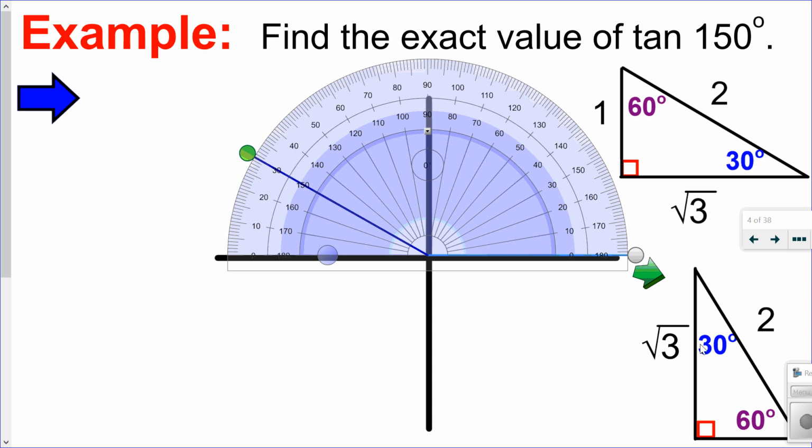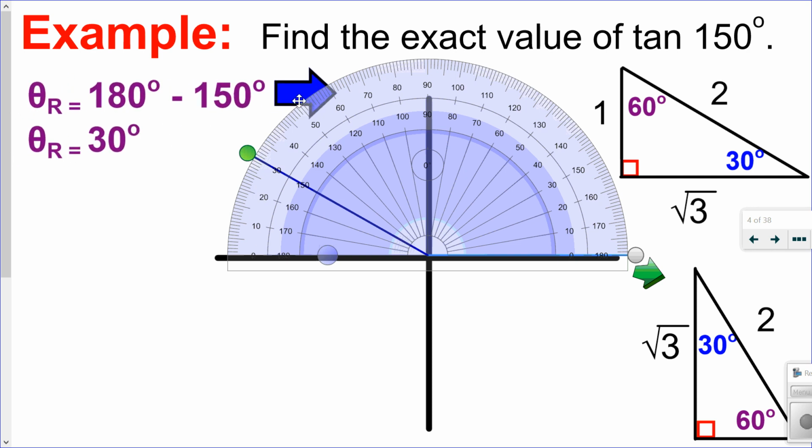So there's 150 degrees. Now, what I really want to do is I don't want to work with 150 degrees. I want to find what the reference angle is. So the reference angle is the distance between this arm and the x-axis. So you can see it's 10, 20, 30, or you can actually calculate it by doing 180 minus 150.